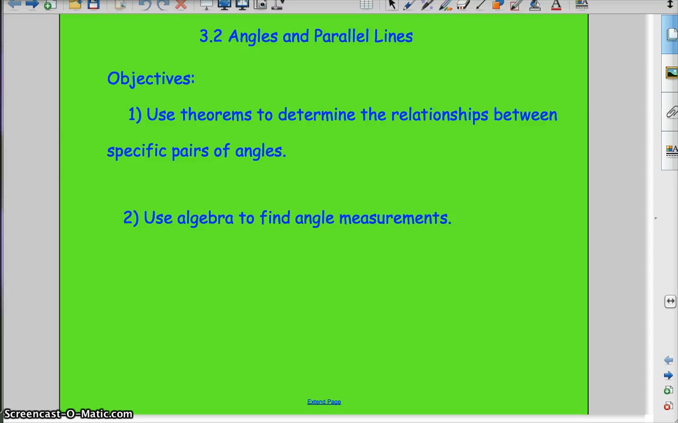Hi everyone, we're going to start Chapter 3, Section 2, Angles and Parallel Lines. The objectives for this lesson are to use theorems to determine the relationships between specific pairs of angles and use algebra to find angle measurements.